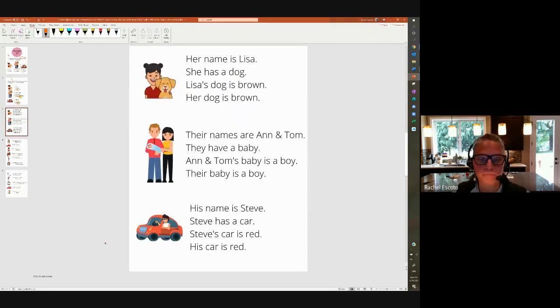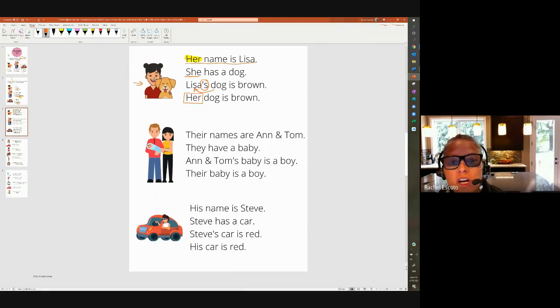Let's look at this again. All right, here's a girl. Her name is Lisa, right? And here we have a possessive adjective, her. Her name is Lisa. She has a dog. We can say Lisa's dog. This means the dog belongs to Lisa. Lisa's dog is brown, or we could say her dog is brown.